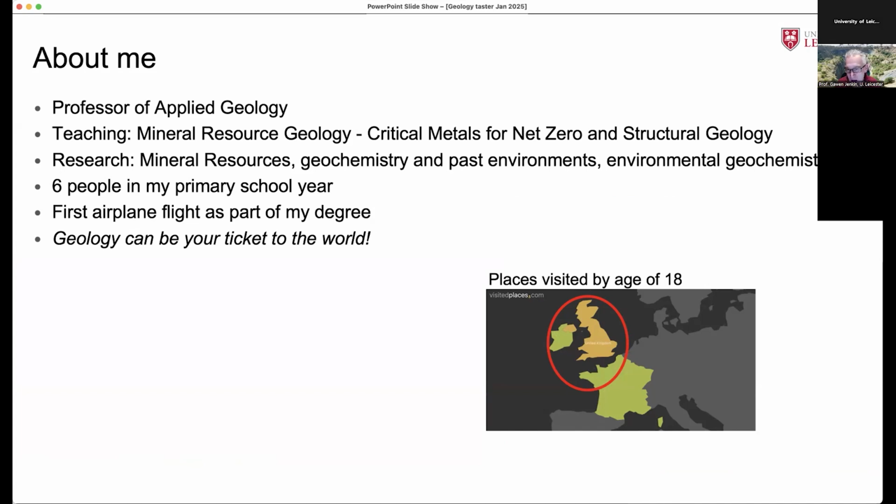And I didn't travel very far. Obviously, it was a long time ago. Airplanes had only just been invented. But by the age of 18, I'd only been inside that red circle that you can see on the screen there. So Ireland, a bit of France, and the United Kingdom was my world at the time. And in fact, my first airplane flight was during my degree to go on a field trip to Spain.